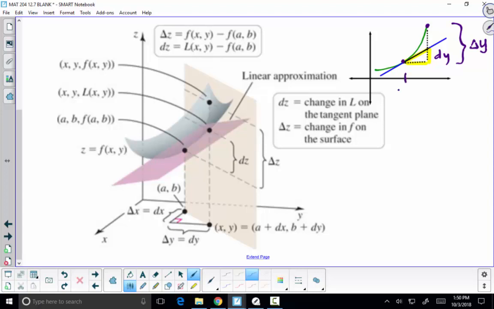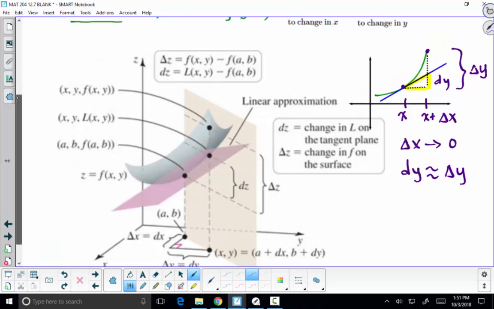The idea was very simple. If this was your x, and in Calc 1 they usually call this x plus h, or x plus delta x, sometimes they call it that, either way doesn't really matter. As delta x goes to 0, that forces dy and delta y to be really, really close. Dy is a good approximation for the delta y. Same idea up here.